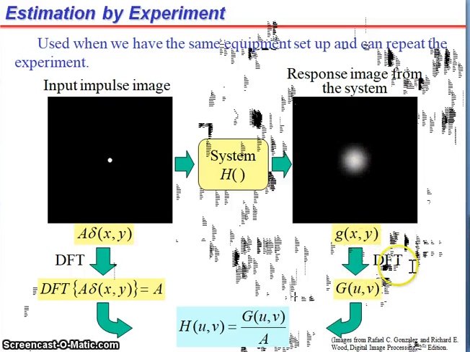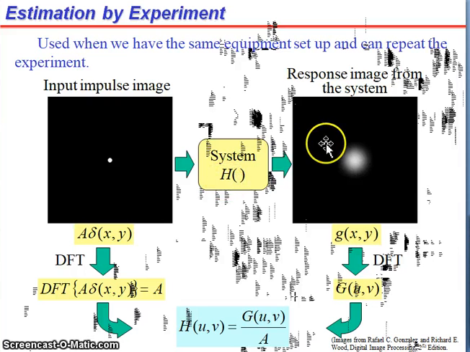Apply the DFT here and also apply the DFT here. Now for this the DFT is A, and for this the DFT is G of u comma v. So now H of u comma v is nothing but output by input in the frequency domain. The system function is nothing but output divided by input, so G of u comma v by A. Here H of u comma v is nothing but G of u comma v by A. In this way we can estimate the H of u comma v.